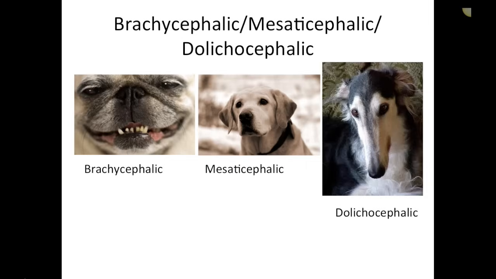Mesaticephalic are your typical ratio of cranium to snout, and that's your labs, golden retrievers, more or less, your typical border collie, etc. Dolichocephalic are quite often the sight hounds and the collies, so really, really long, sort of needle-like snout with a smaller head, smaller cranium.